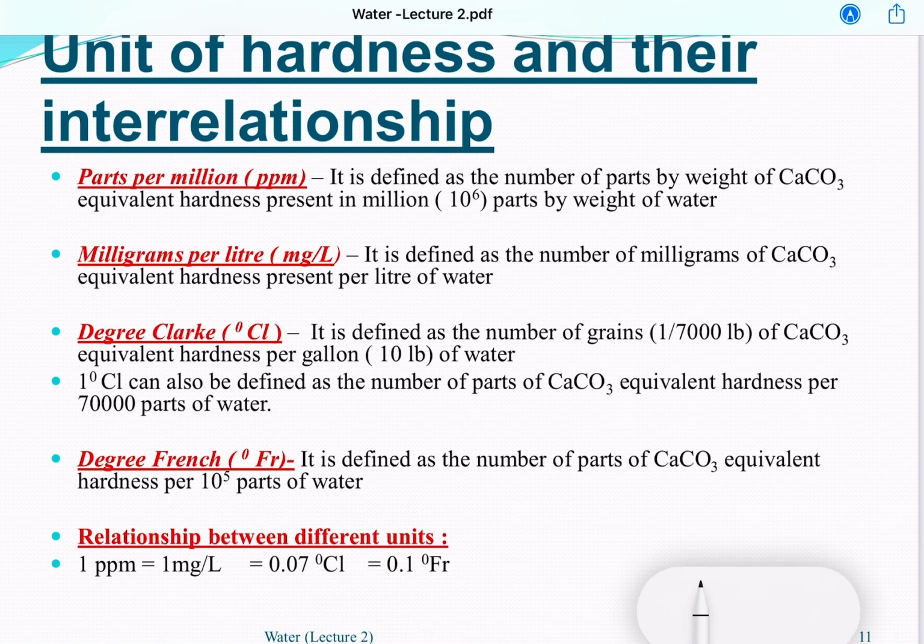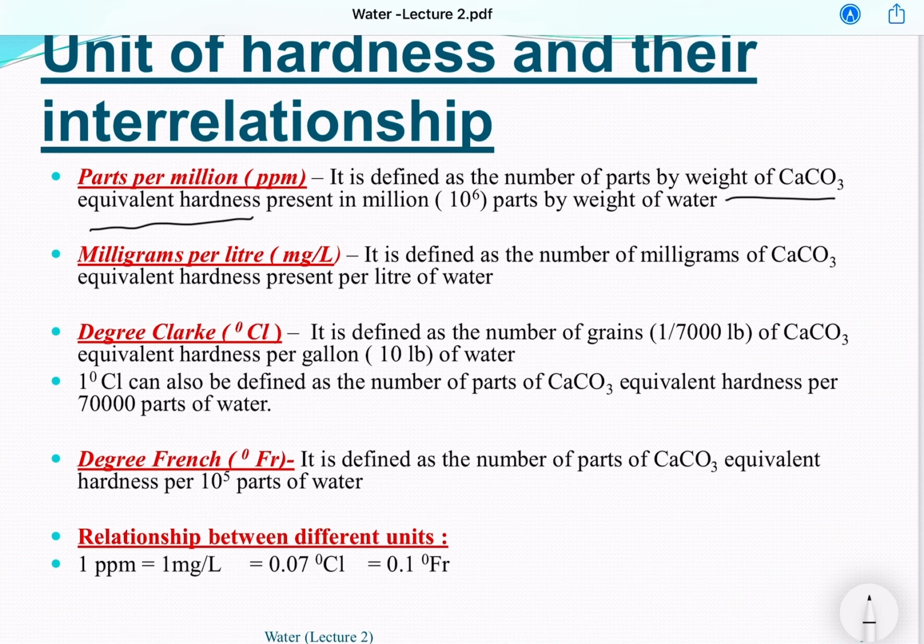So let us write down. The first one is parts per million. It is defined as the number of parts by weight of calcium carbonate equivalent hardness. See, it is important. Whenever we are talking, we say calcium carbonate equivalent hardness. That means you have to convert hardness due to any particular compound in terms of CaCO3, and you have to always express it in terms of CaCO3. So it is defined as the number of parts by weight of CaCO3 equivalent hardness in 1 million parts of water, that is 10 raised to power 6 parts of water.